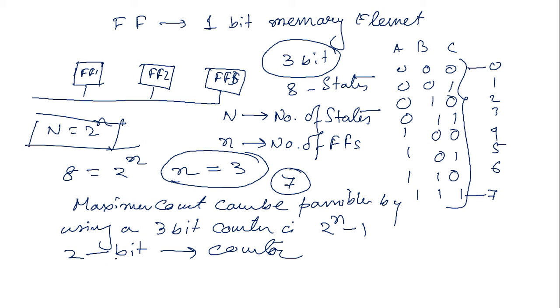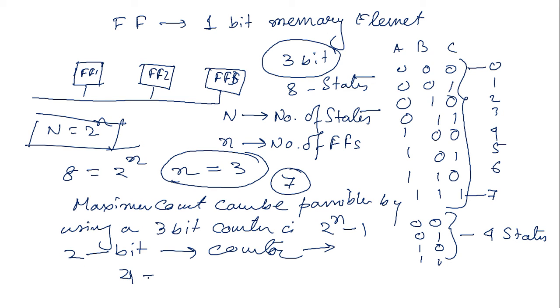So for a 2-bit counter, how many states are there? For 2-bit counting, the states can be used like this: 00, 01, 10, 11. So 4 states are normally there in a 2-bit counter, and for creating these 4 states, how many flip-flops should we require?